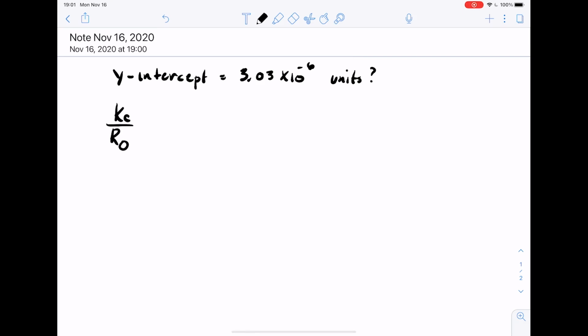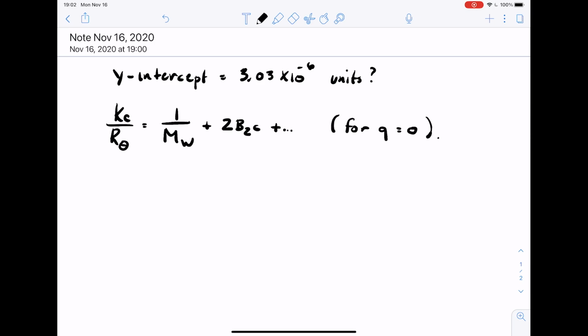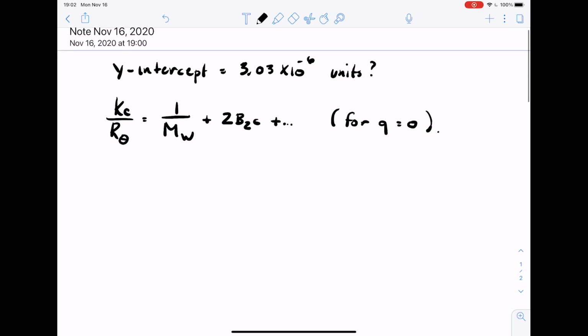But Kc divided by R theta is equal to 1 over the weight-averaged molecular weight, plus 2 times the second virial coefficient times concentration, plus... And this is only if Q is equal to 0 or if theta is equal to 0 degrees. Those are both the same things. That's the same statement.